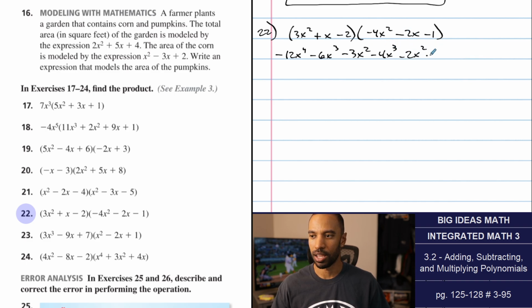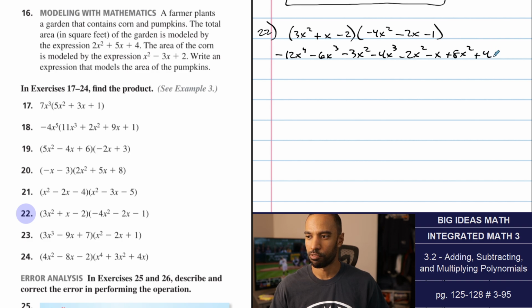Negative 2x squared and negative 1x. Negative 2 times negative 4x squared is plus 8x squared. Negative 2 times negative 2x is positive 4x. Negative 2 times negative 1 is positive 2.